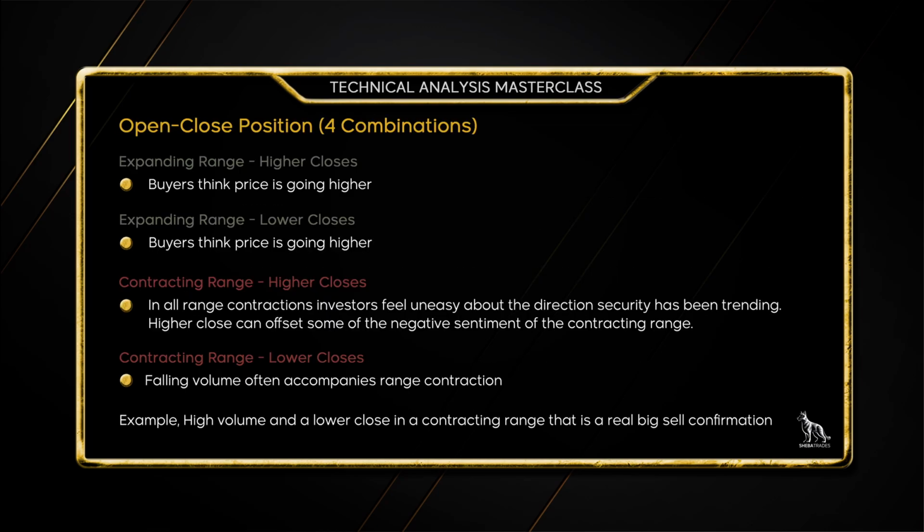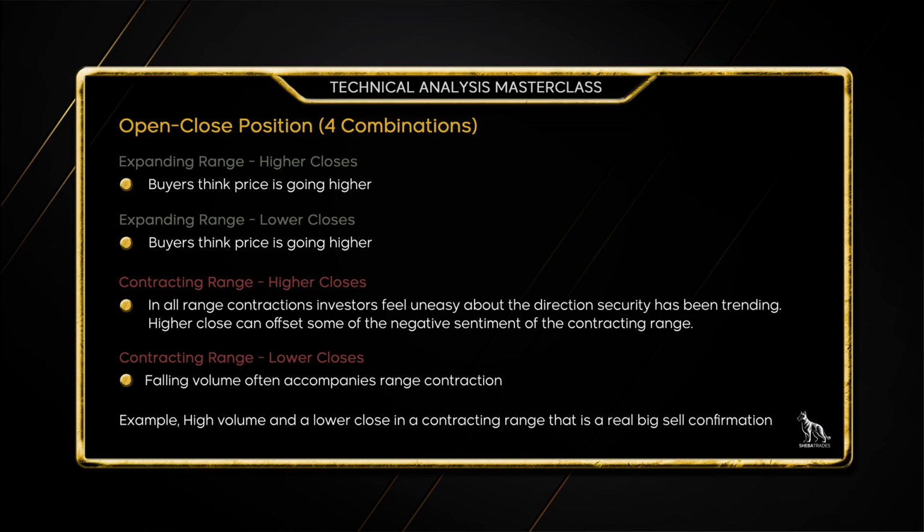There's really 4 combinations. You can have an expanding range, so the price range from high to low is expanding and closes are getting higher. So there's higher closes, and that tends to indicate the buyers are thinking the price is going to continue going higher. Now, if the range is expanding but the closes are getting lower, then sellers are getting a little bit more anxious and maybe want to unload that stock.